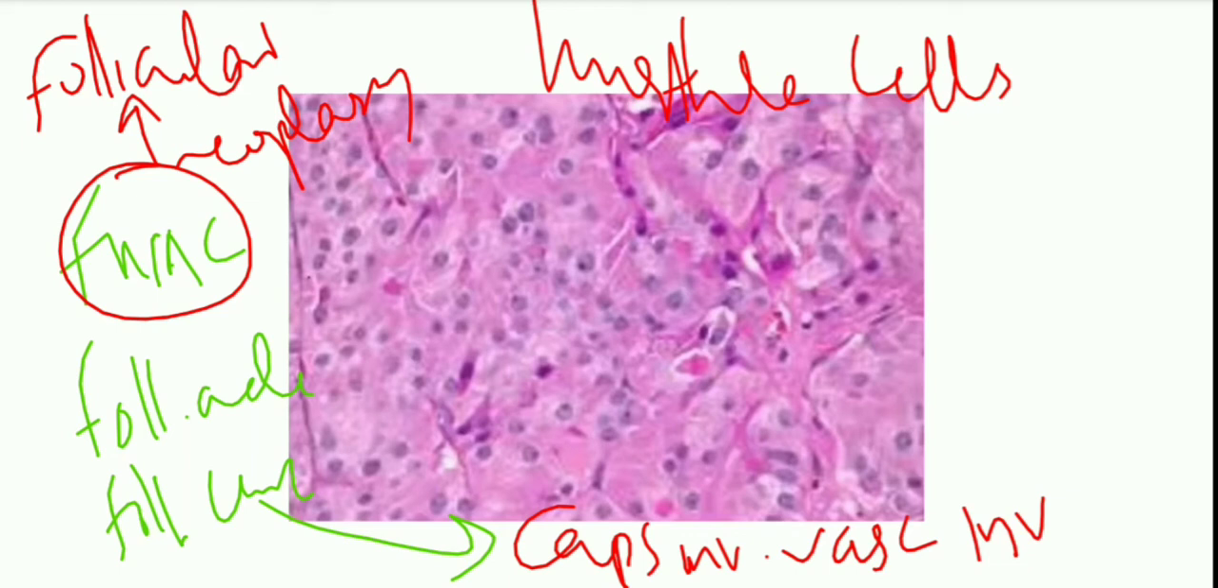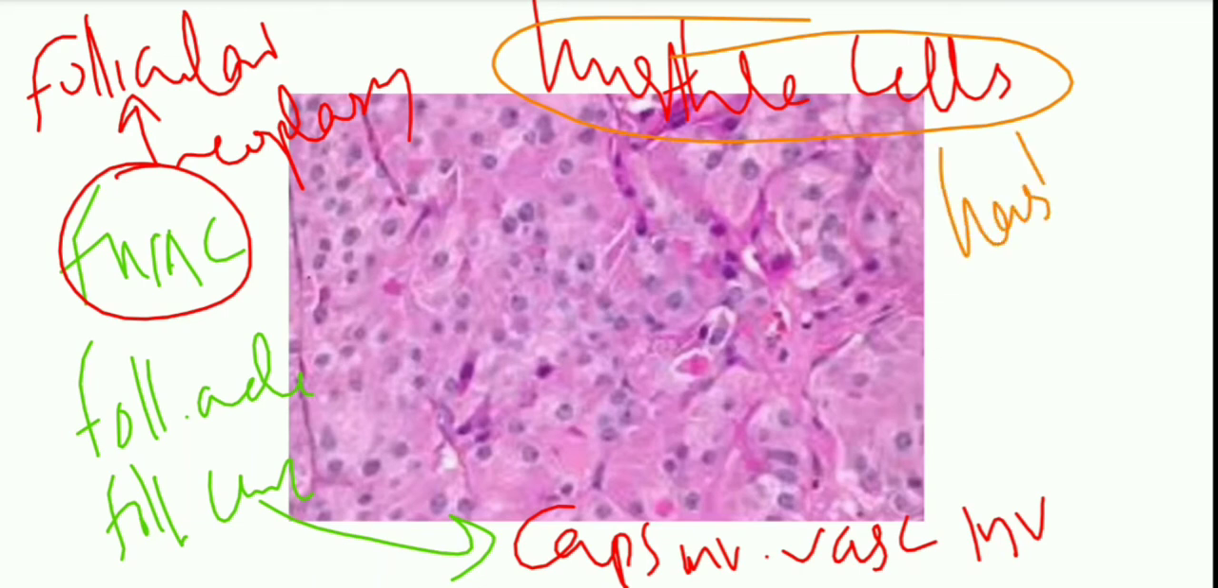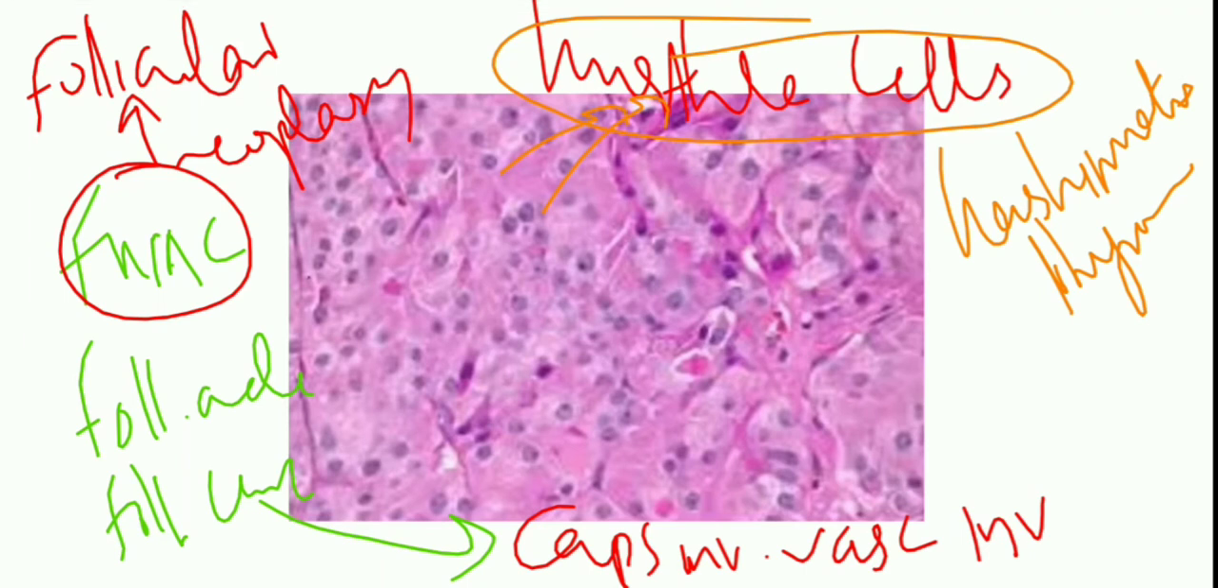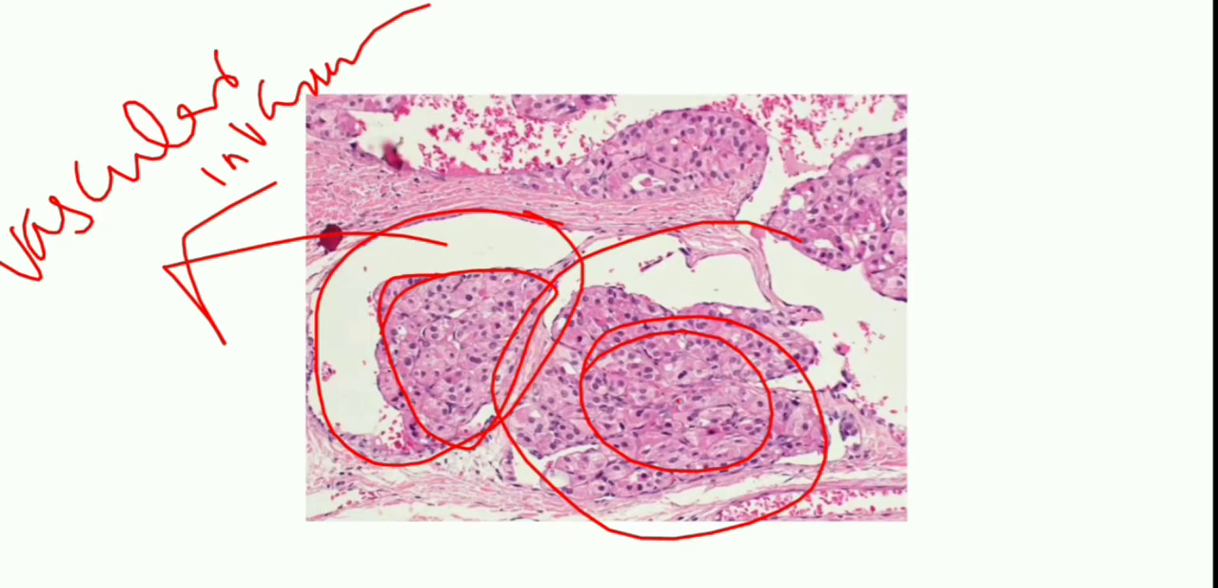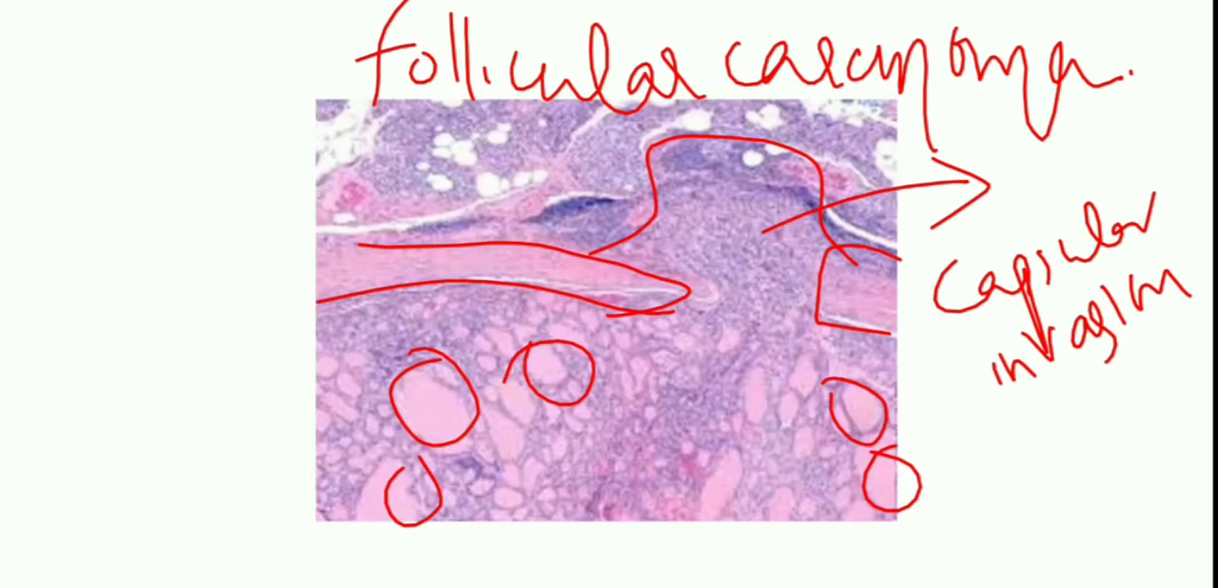And Hurthle cells, you should remember, you can see in follicular neoplasm. That means in the benign type and also in the malignant type, and also you can see them in Hashimoto's thyroiditis. So these all are the Hurthle cells. I hope it is clear. You should remember Hurthle cells, and you should remember that in FNAC you cannot differentiate. The differentiating feature is vascular invasion and capsular invasion.